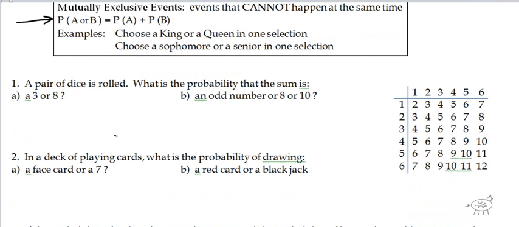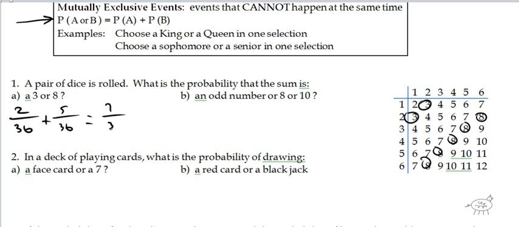A pair of dice is rolled. What is the probability that the sum is a 3 or an 8? 3 and 8 are completely different numbers. There's no overlap at all. So I look at the probability of getting a 3, and there's two of them, right? 1, 2. So it's 2 out of 36. And then the probability of getting an 8 is 1, 2, 3, 4, 5. So 5 out of 36. So the probability is 7 over 36, and you can't reduce that.